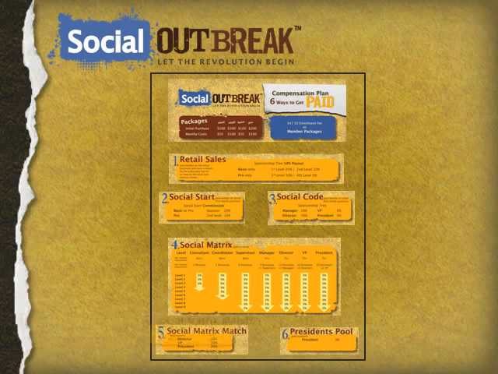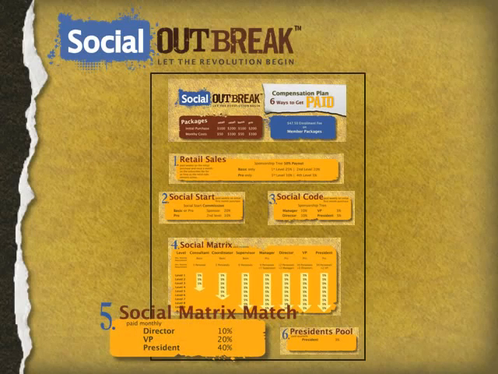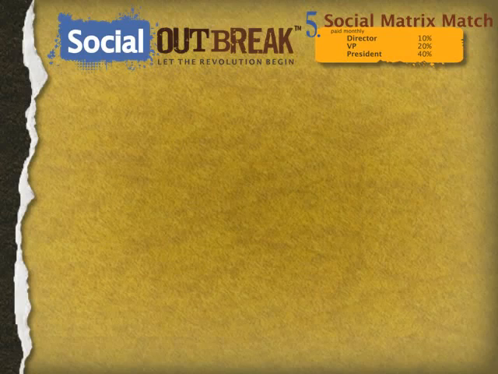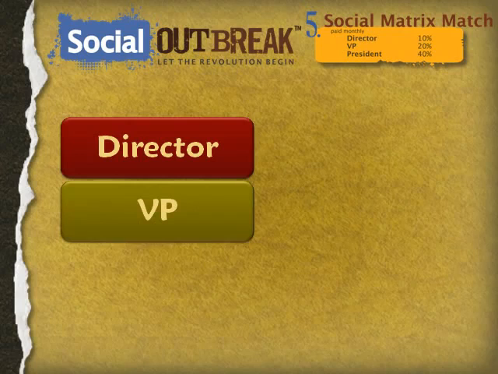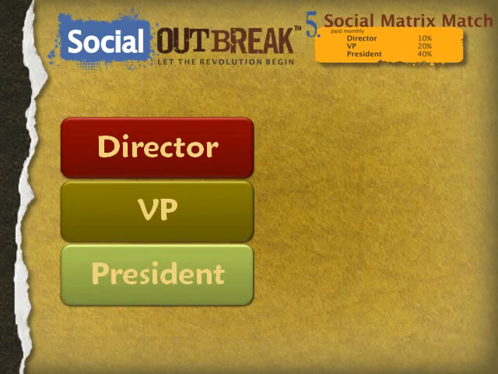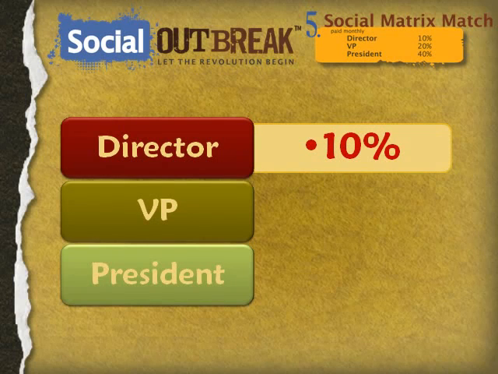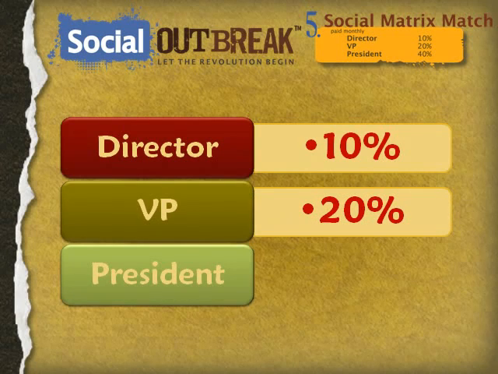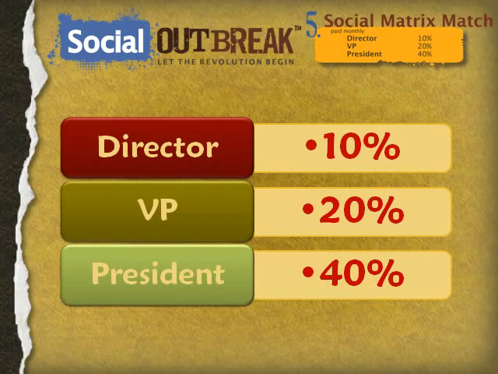Okay, now we're going to talk briefly about payout number 5, which is the social matrix match. This bonus is designed to incentivize each of our IBOs to work hard and achieve the high ranks of director, vice president, and president, because as you do so, you qualify to earn a matching bonus on a percentage of the social matrix bonus of every single person that you personally sponsor. For example, a director earns 10% matching bonus on the social matrix bonus of everybody that they sponsor in their organization. A vice president earns 20% matching bonus, and a president 40% matching bonus. Tremendous incentive, very lucrative.